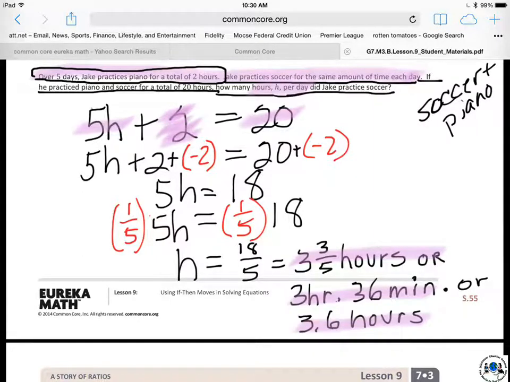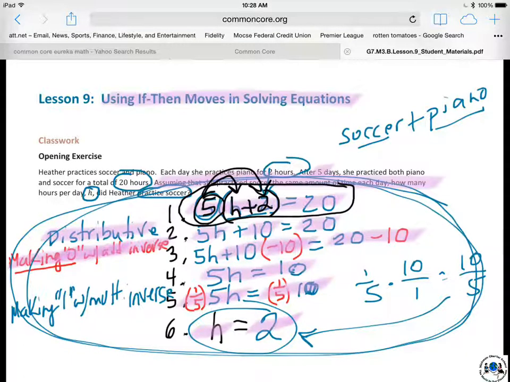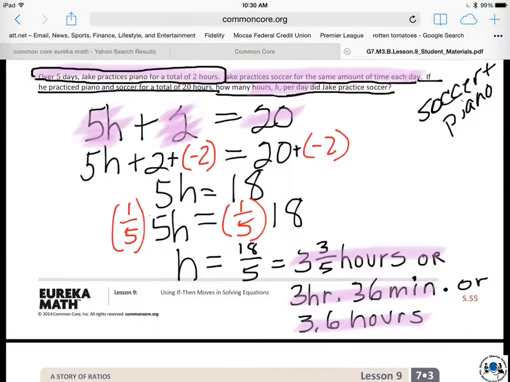So we have that total. It's done. What we don't know is about soccer. So that's a 5H. So you can see how different this is. It's not 5 times H plus 2. It's actually just 5 times H plus another 2, equals 20. So you can see it's going to be very different.